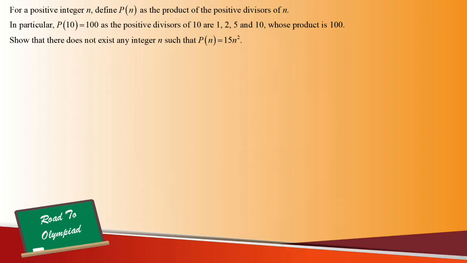Consider the following problem. For positive integer n, define Pn as the product of the positive divisors of n. In particular, P10 is equal to 100 as the positive divisors of 10 are 1, 2, 5 and 10, whose product is 100. Show that there does not exist any integer n such that Pn is equal to 15n squared.